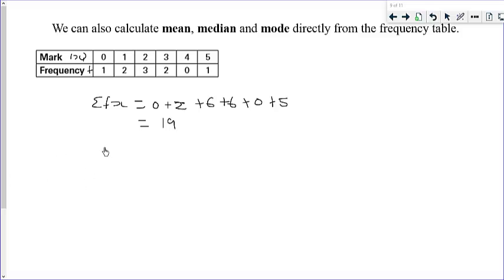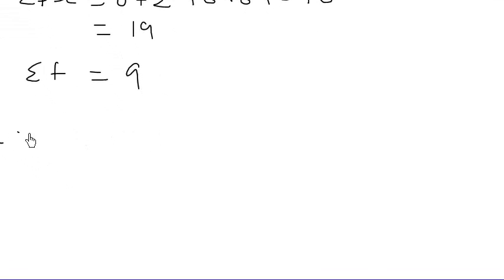And we know that the total frequency was 9. So the mean, which is indicated with the x bar, is equal to 19 over 9, which is equal to 2 whole number 1 over 9.